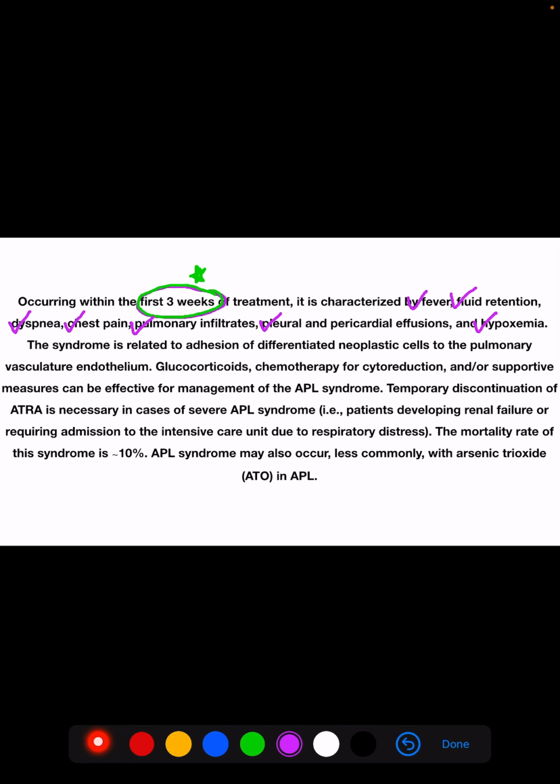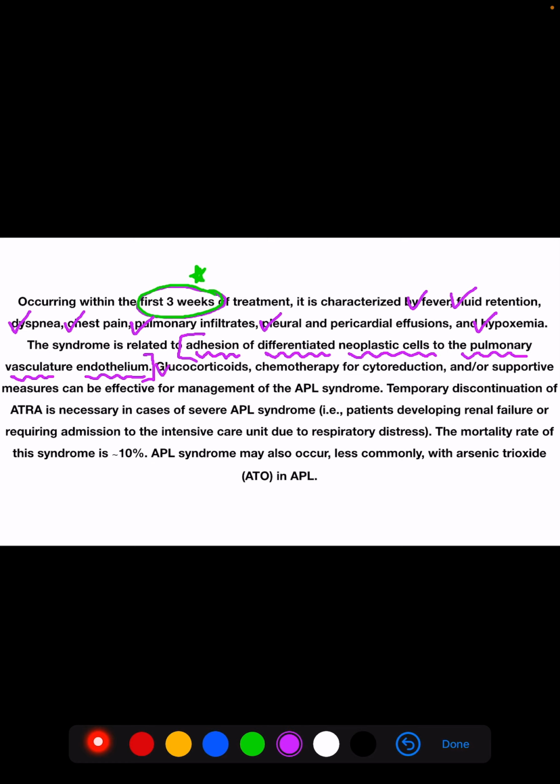Why is this syndrome occurring? It is related to adhesion of the differentiated neoplastic cells to the pulmonary vascular endothelium. These neoplastic cells are going and adhering to the pulmonary vascular endothelium.